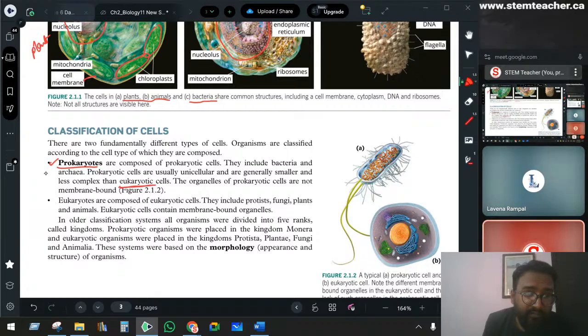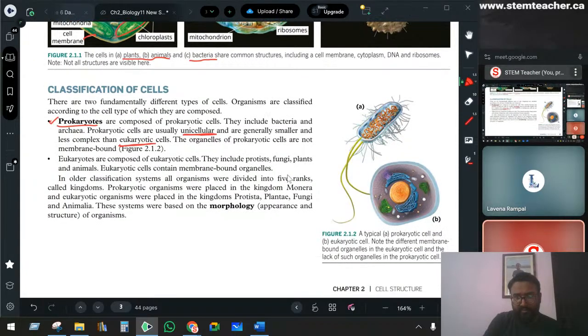There is prokaryotic and another is eukaryotic. Eukaryotic means unicellular. Okay. And the organelles of prokaryotic cells are not membrane bound. You can see this is a typical prokaryotic cell and eukaryotic cell. Okay. So this is prokaryotic, and this is eukaryotic.